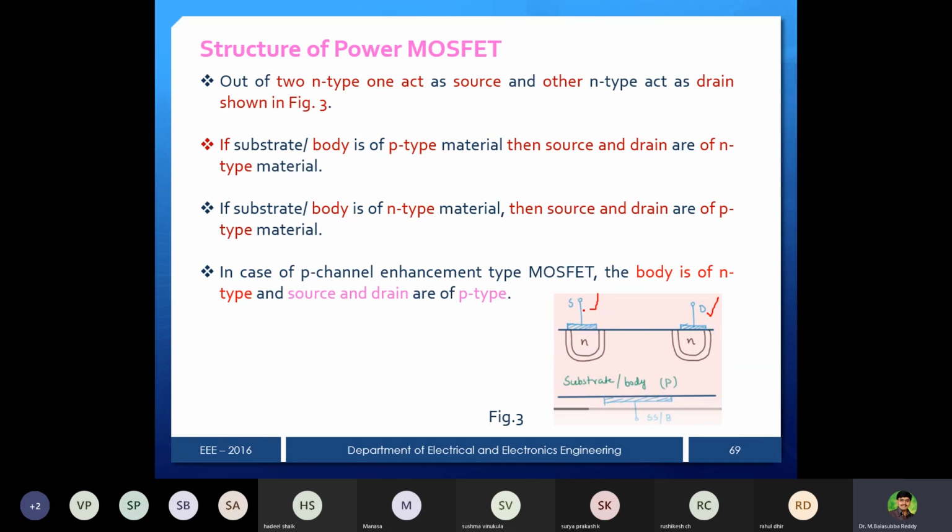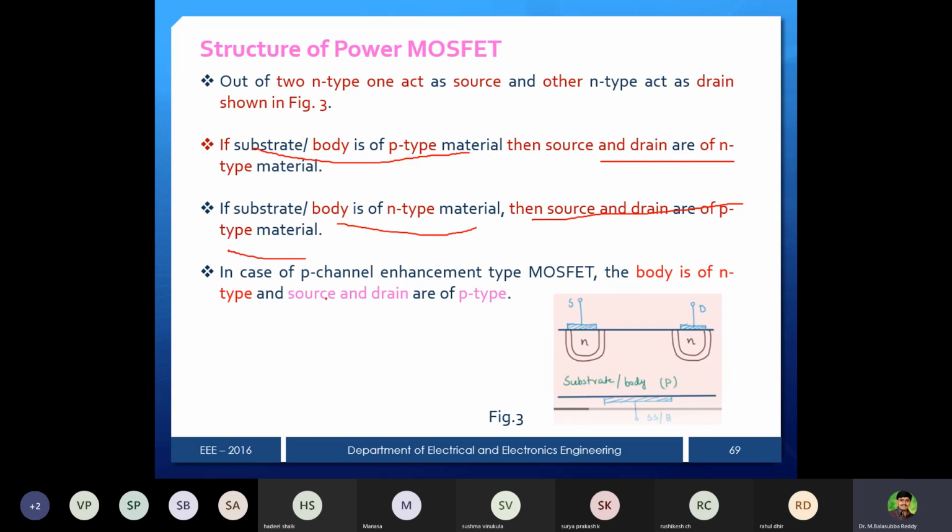And the other version, what I told for the p-channel enhancement type, what will happen? Here we'll make it an n and here we'll make it a p. That is the only difference construction-wise. So now we can see that if the substrate or body is p-type material, then source and drains are n-type material. Similarly, if the body is n-type, then source and drains are p-type material. So based on our requirement of construction or type of MOSFET, we can change accordingly.